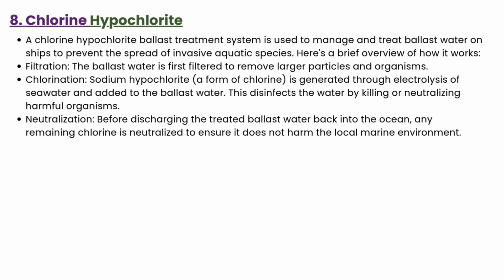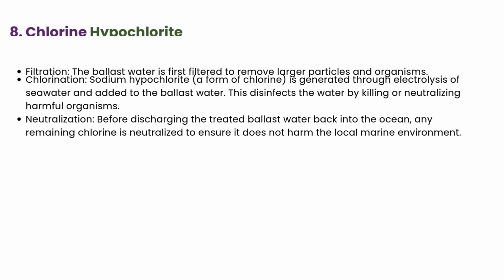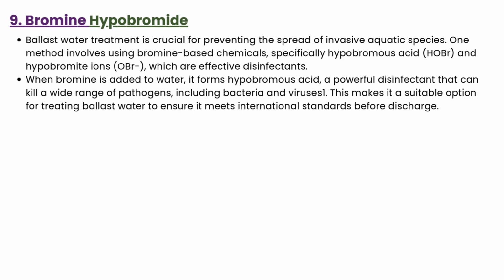Something very similar to chlorine hypochlorite, you have bromine hypochlorite also. The ballast water treatment is crucial for preventing the spread of invasive aquatic species. One method involves using bromine-based chemicals. These are hydrobromous acid and hydrobromide ion, which are effective disinfectants. When bromine is added to water, it forms hydrobromous acid, a powerful disinfectant that can kill a wide range of pathogens, including bacteria and viruses. This makes it a suitable option for treating ballast water to ensure it meets international standards.